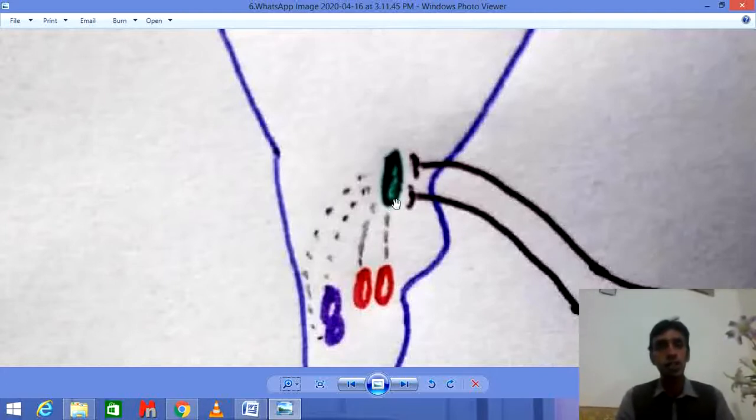Now the Tractus Solitarius is a very wise nucleus. It can differentiate between the signals of high blood pressure and signals of low blood pressure. So if it detects the signal of high blood pressure, it will do two things. First of all, it will stimulate this nucleus, which is the CIC, the cardio-inhibitory center. When this nucleus gets activated, what will happen? This will transmit the signal.